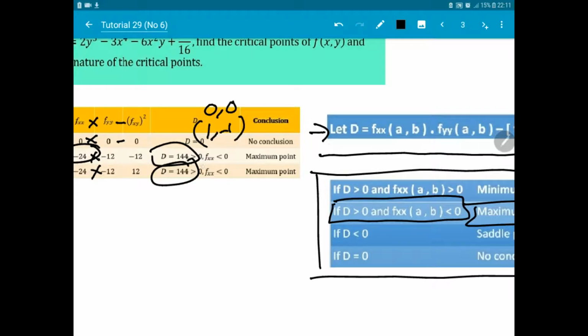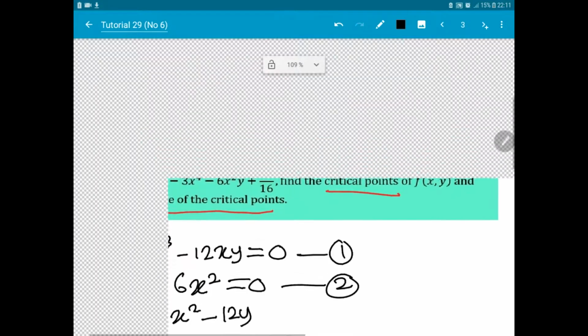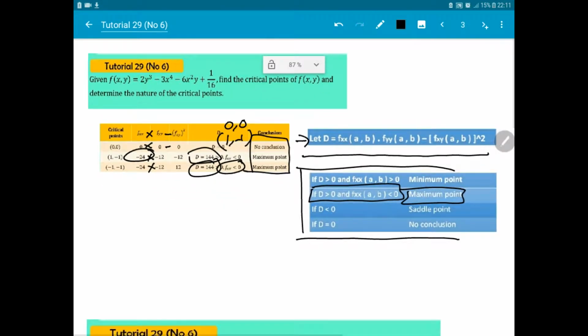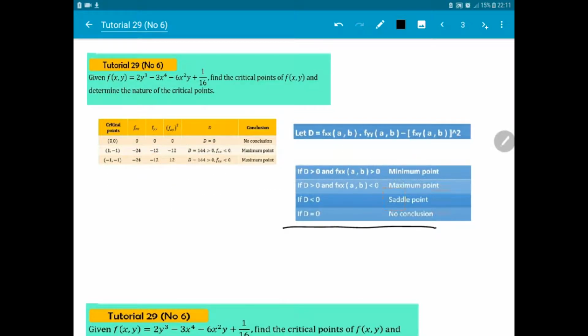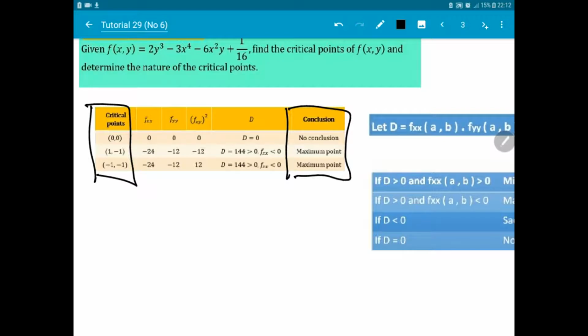Same goes to this one. So this is our conclusion. So in the final result, we only look at this one. Okay, so (0, 0) is no conclusion, and (1, -1) is a maximum point, (-1, -1) is a maximum point.